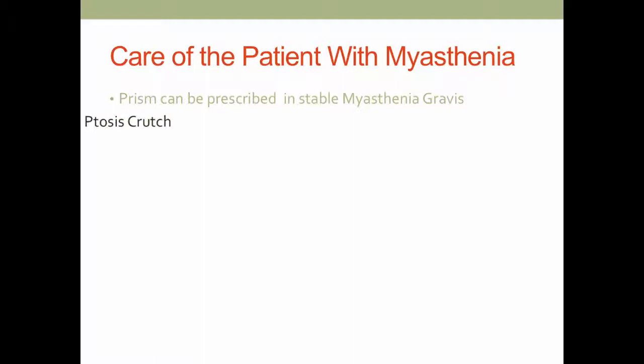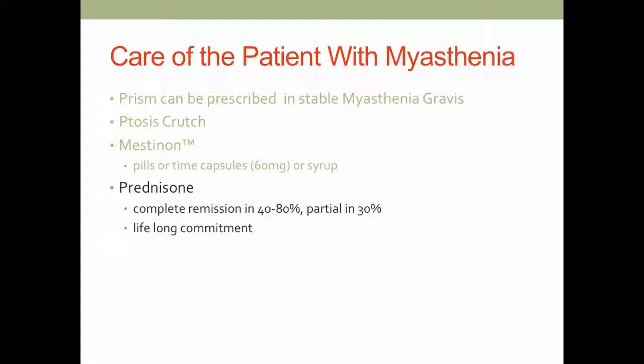I was taught about ptosis crutches in 1971. I've never done them. They're often treated with Mestinon. Prednisone is really the thing that's really great. Look at that. Complete remission in 40 to 80% of them. Partial in 30%. Most of these patients are not on long-term prednisone. But it really works in a lot of them.